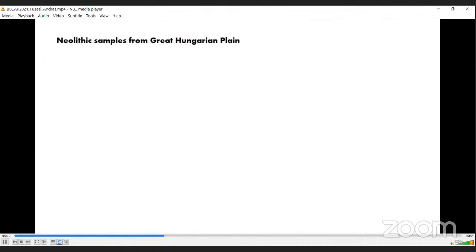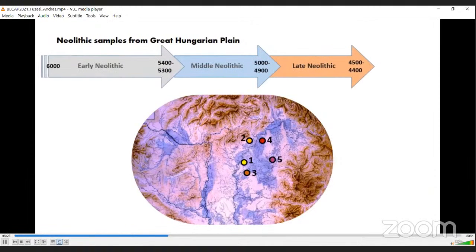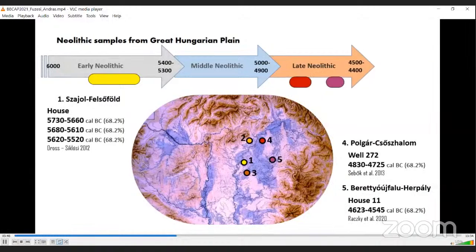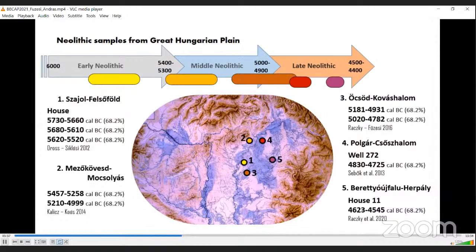My presentation evaluates composition and change in Neolithic ceramic vessel inventories based on 5 assemblages from different regions of the Great Hungarian Plain. The first is a burnt house from the early Neolithic site of Szajor-Felsőföld. The second is a two-story building from the late Neolithic tell of Berettyűfalu Herpai. The third is a special deposition of a late Neolithic well excavated in the horizontal settlement of Polgárcsőszalom. The remaining two examples are vessel assemblages from the Mezőköves-Mocsonyás and the Öcsöd-Kovács-halom sites, dated to the main transitional periods of the early, middle and late Neolithic.